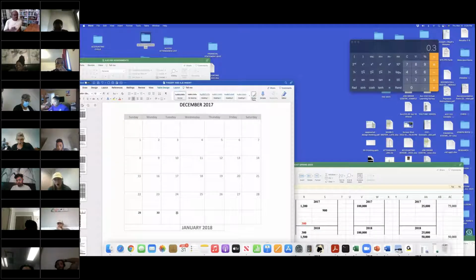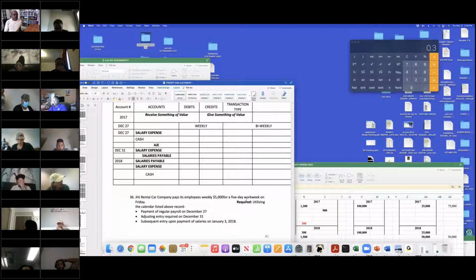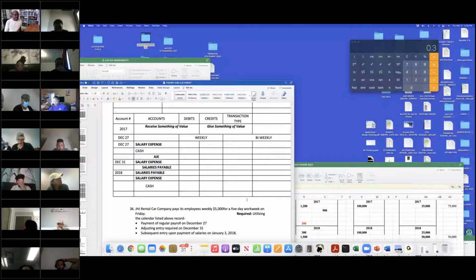Okay. Let's look at what the journal entries are going to be. We're going to debit salary expense and credit cash when we make the first payment. Then we're going to make the AJE, debiting salary expense and crediting salaries payable.